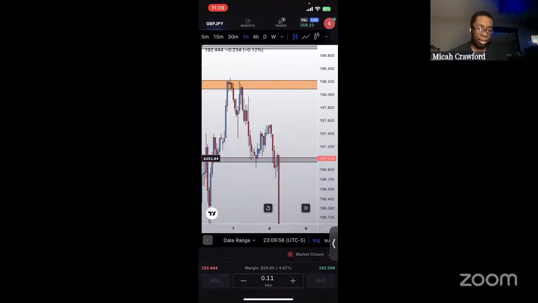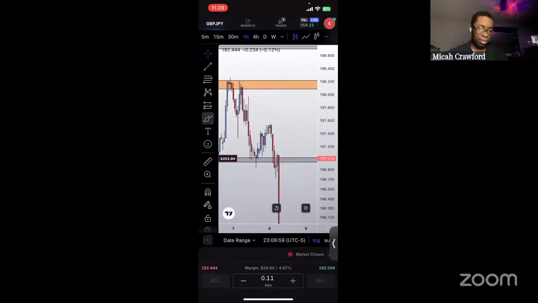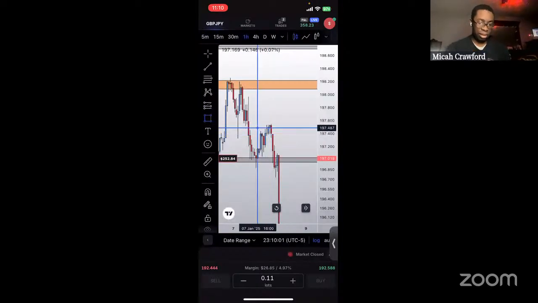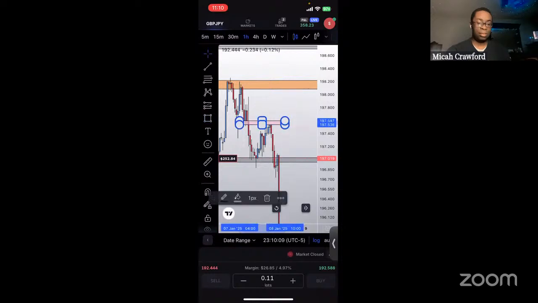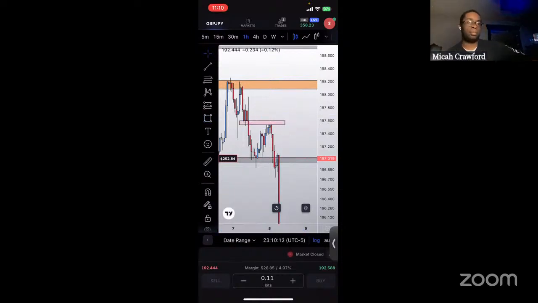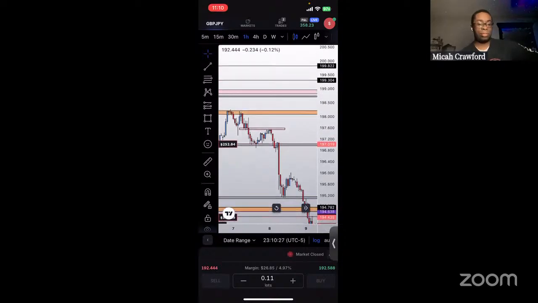Now, I missed the earlier entry, another entry here. But guess what? That's okay. Because how many entries do you see? Orange is one, magenta is two, gray is three. But how long did it take to play out? A couple hours.